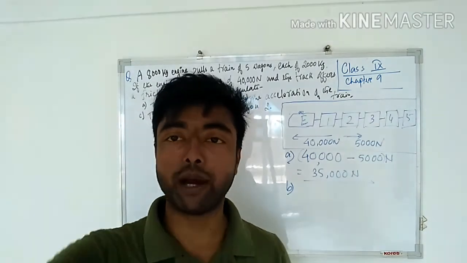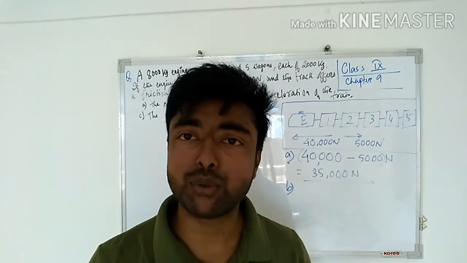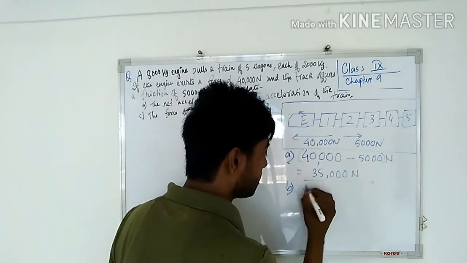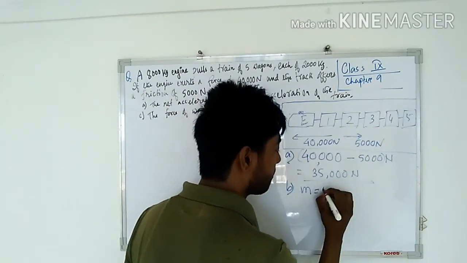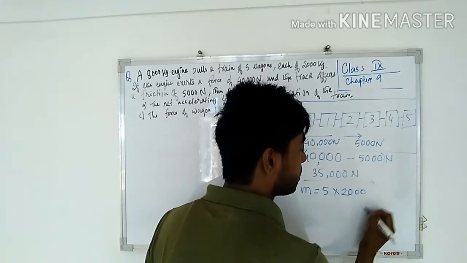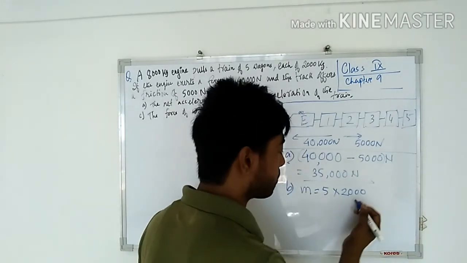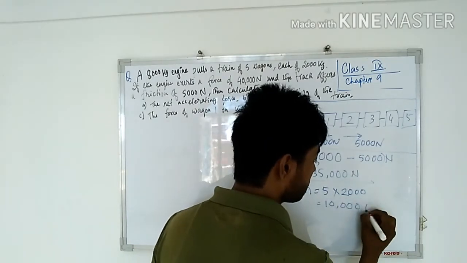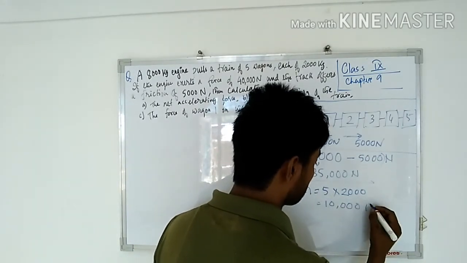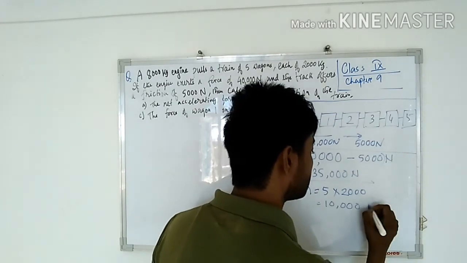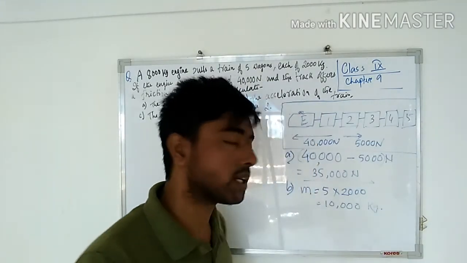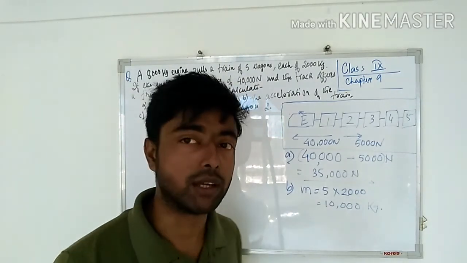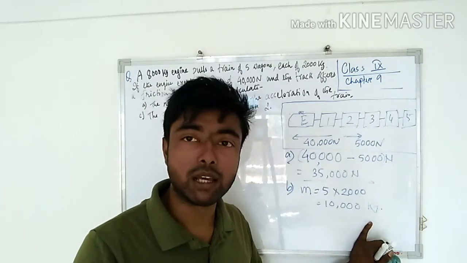Total mass will be how much? Total mass of the train will be how much? 5 wagons था ना. So total mass will be 5 into 2000. एक वेगन का कितना होता है? 2000 होता है एक वेगन का. So 2000 into 5 will be 10,000 kg. 10,000 kg is the total mass of the train, total mass of the wagons actually, and those wagons are pulled by the engine.